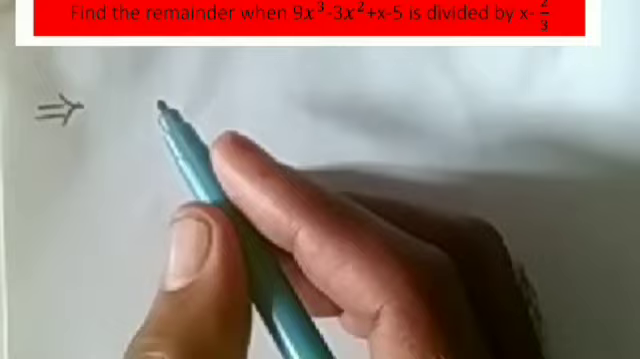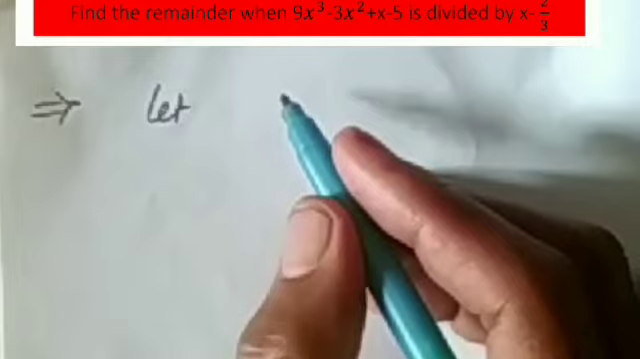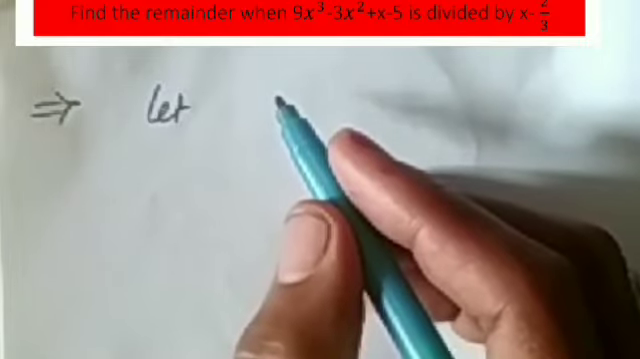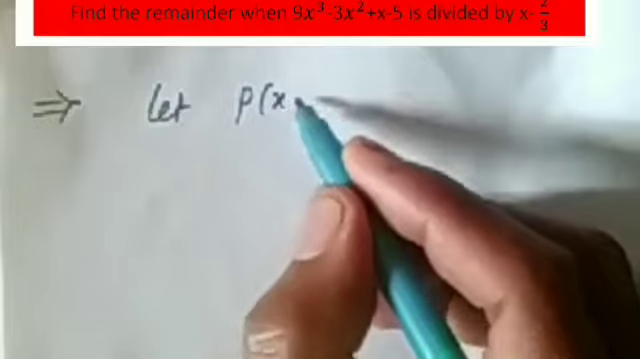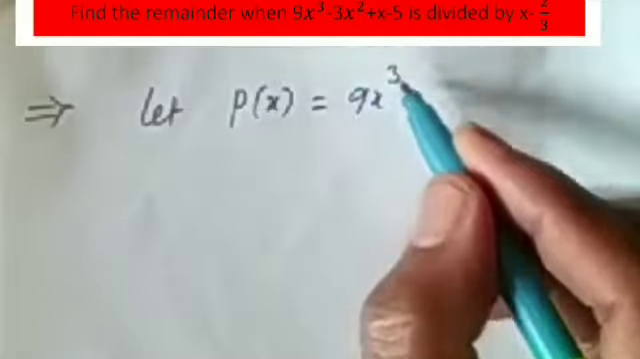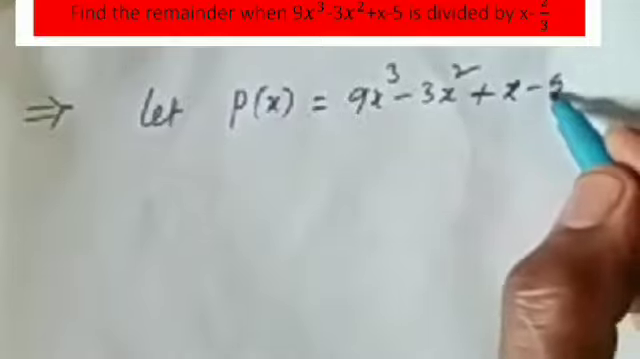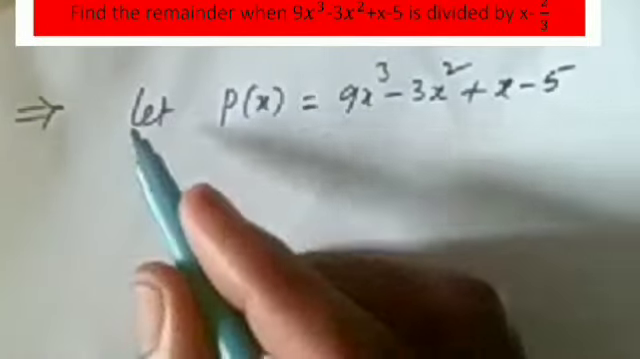Listen to the explanation of some problems carefully. First problem: find the remainder when 9x cube minus 3x square plus x minus 5 is divided by x minus 2 by 3. Here we solve this by applying the remainder theorem, and also check by long division. So see carefully these two types of solutions.